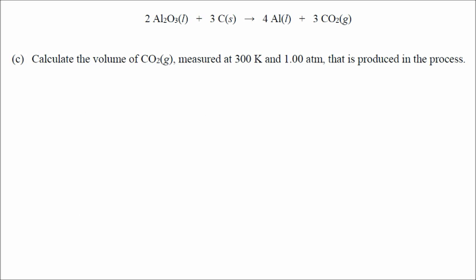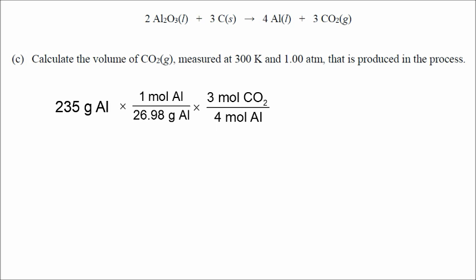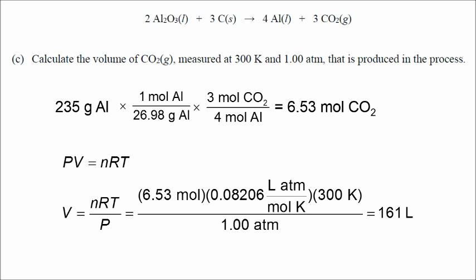In part C, we have to use the ideal gas law. So we know that we have 235 grams of aluminum that's being produced. We can convert from moles of aluminum to moles of carbon dioxide using the 4:3 ratio between aluminum and carbon dioxide. We're going to plug that into the ideal gas law. So PV equals nRT, where n is the number of moles of CO2. We have the gas constant, 300 Kelvin and 1 atmosphere, and we get 161 liters of carbon dioxide gas produced under these conditions.